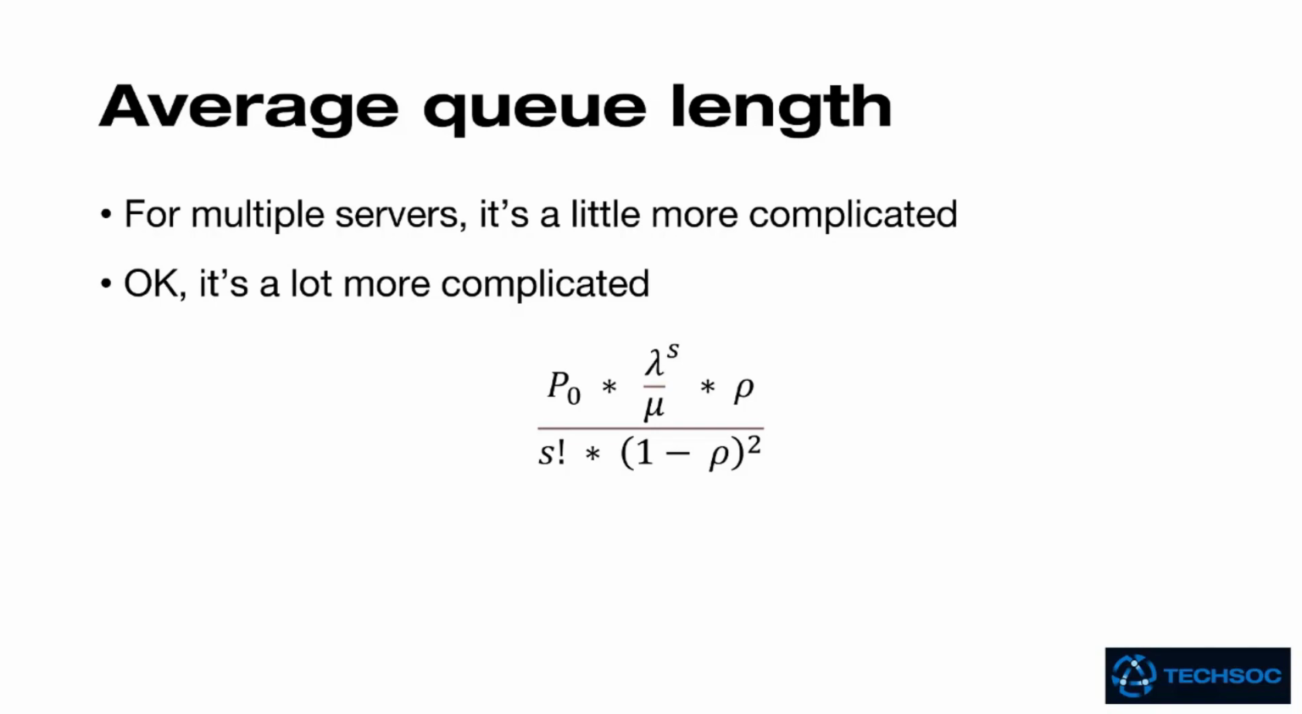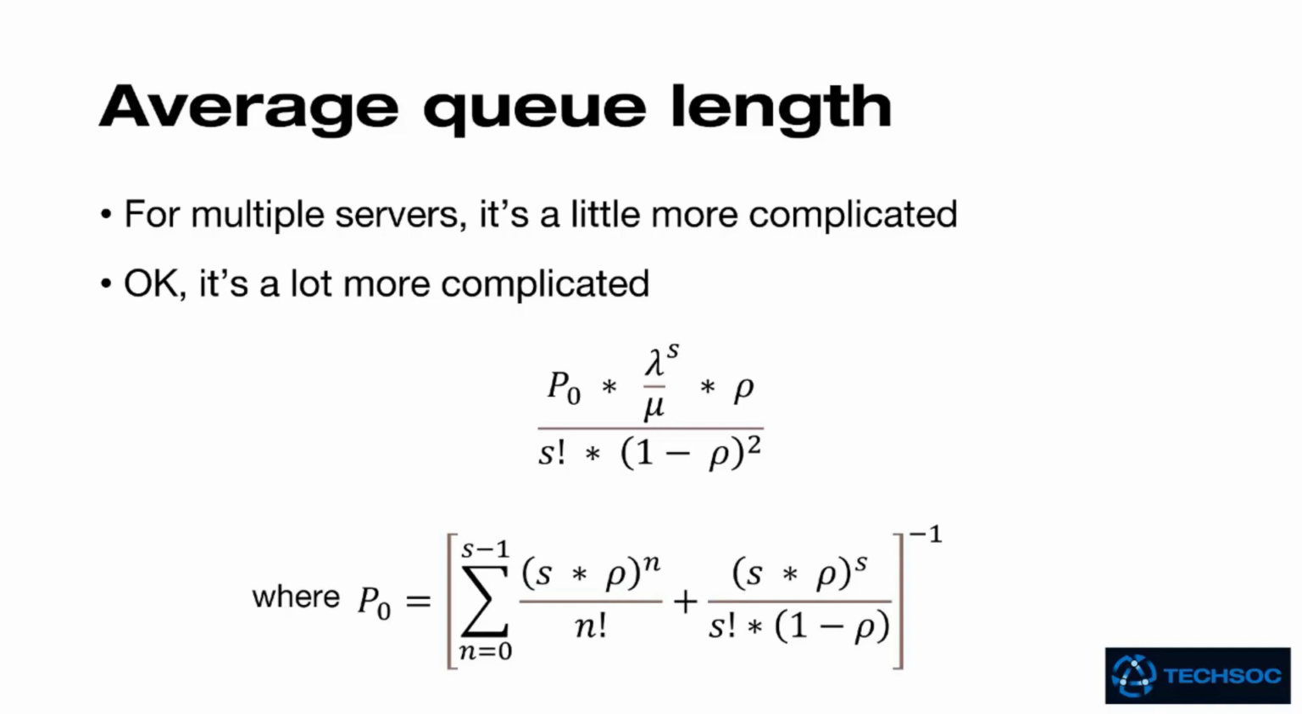So where does P sub 0 come from? And this is where it gets really complicated. I'm not going to try to summarize this formula verbally, but I have already created the formulas for P sub 0 and average queue length for multiple servers in Excel, so you don't have to. You might need to change a few things if you implement it on your own, but you can use the base that I've created for you.